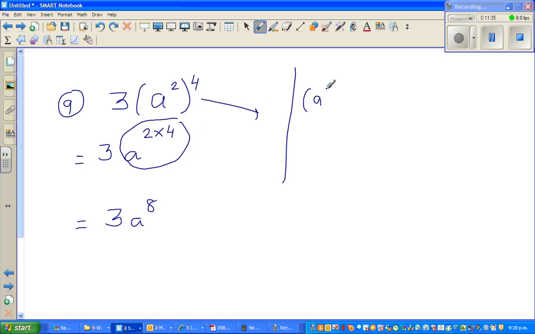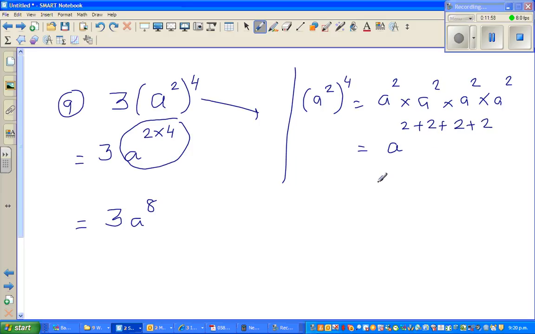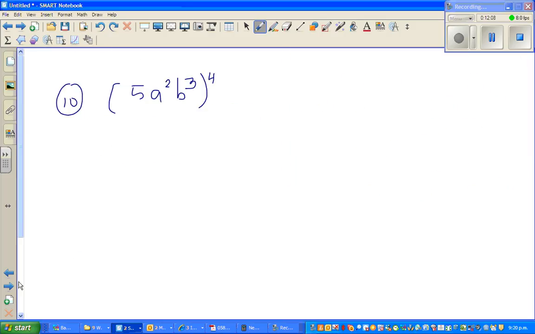A squared to the power 4 means this is a squared times a squared times a squared times a squared. Now, we saw when you're multiplying powers with the same base, what do you do? You add the exponents. So that's 2 plus 2 plus 2 plus 2. So you got 4 lots of 2. So that is 4 times 2 or 2 times 4, whichever way you write, that is 8. Okay, so yeah, let me do this question.